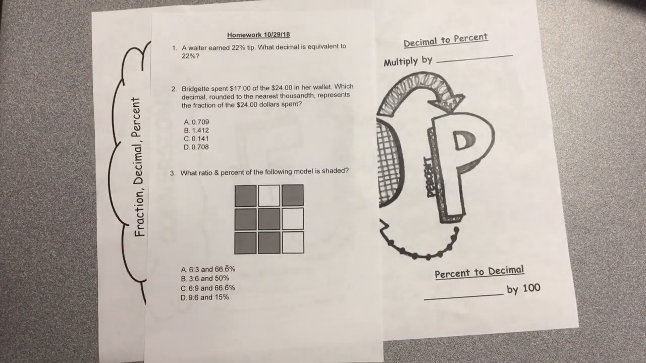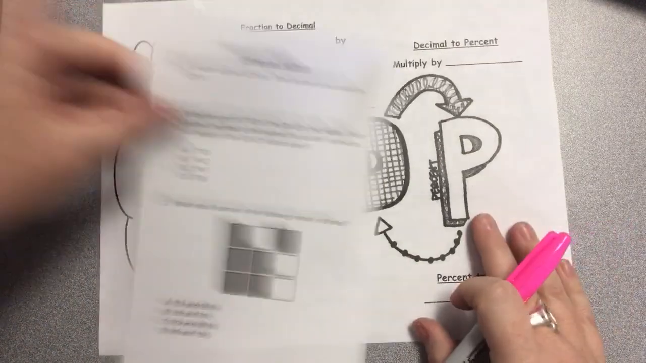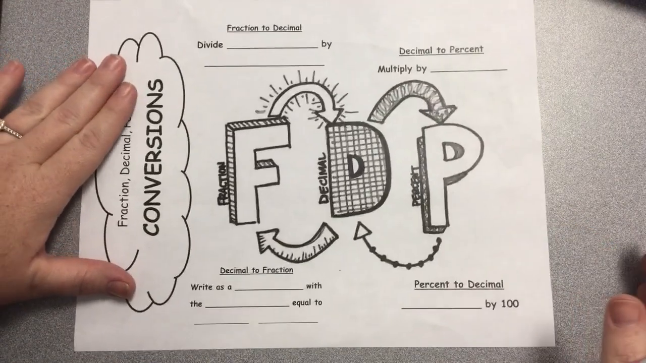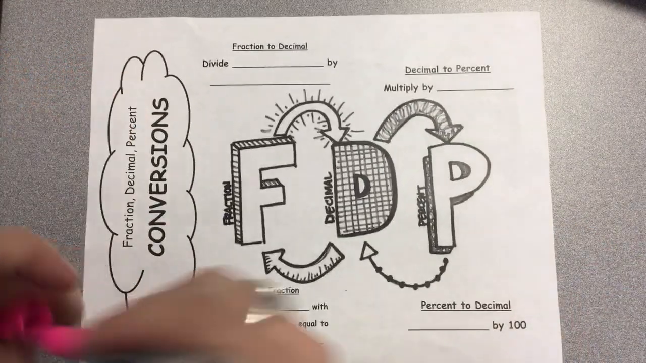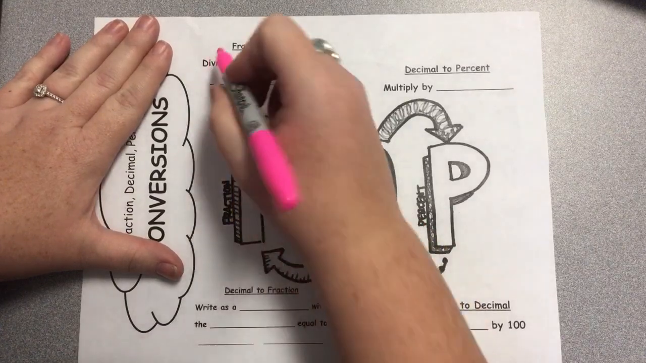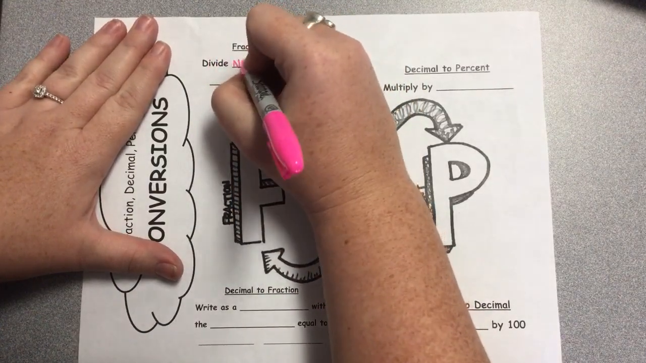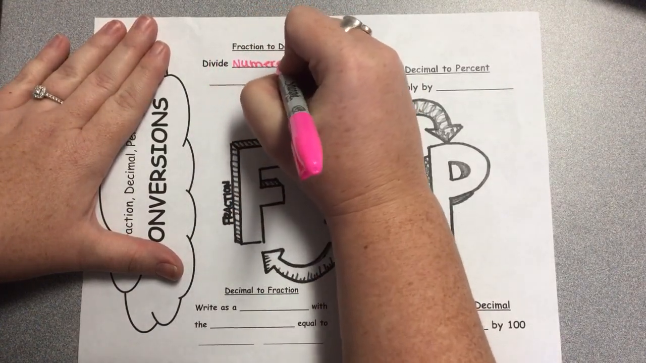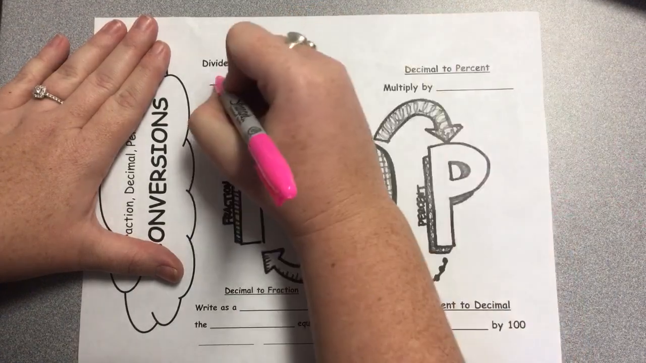I'm just going to do a refresher on our fraction, decimal, percent conversions so that everybody understands the math to convert from fraction to decimal, decimal to percent, percent to decimal, decimal to fraction, and percent to fraction. So in order to change a fraction to a decimal, you have to divide the numerator by the denominator.